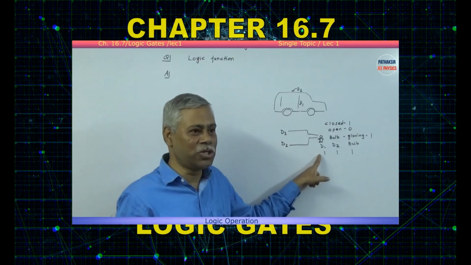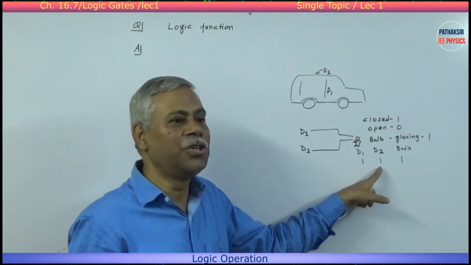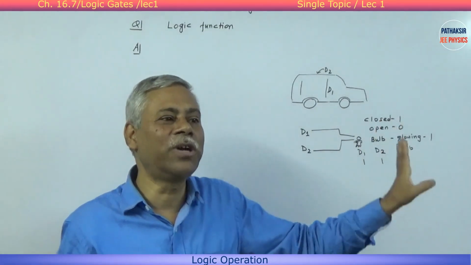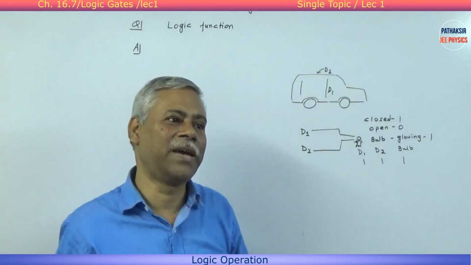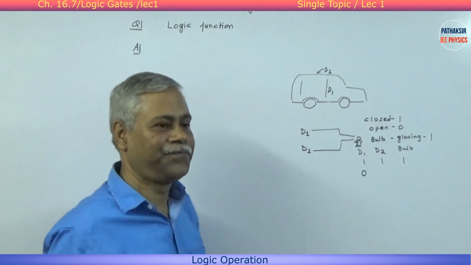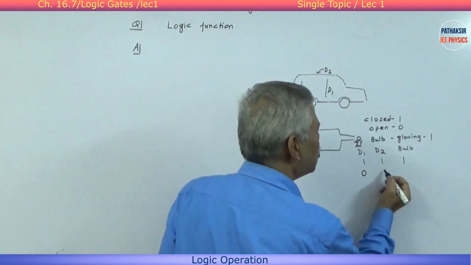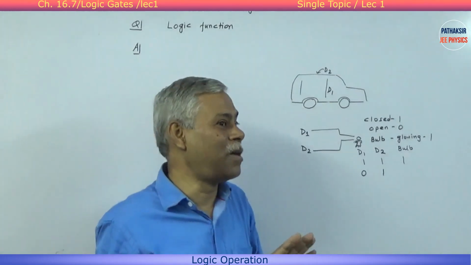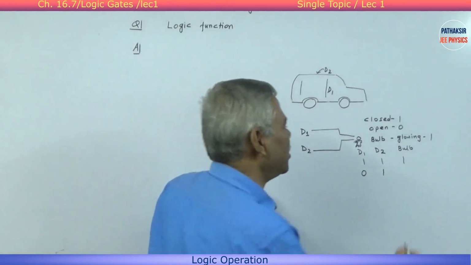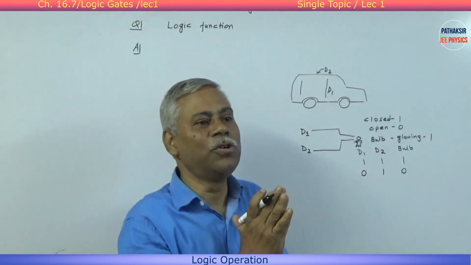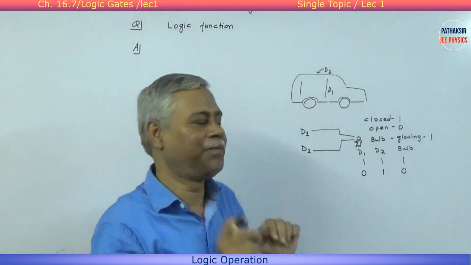Door 1 is closed, door 2 is closed, bulb is glowing, and the driver gets the signal that everything is okay and he will run the vehicle. Door 1 open, door 2 is closed, and the bulb, this time the bulb should not glow. Okay, 0. The bulb is not glowing, means driver will know that there is something wrong somewhere.